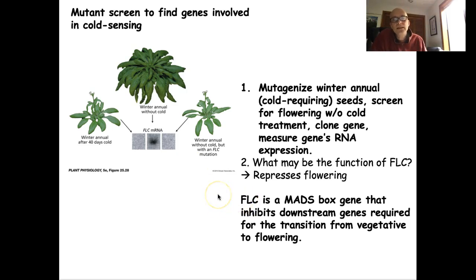And when people looked at the gene and the protein structure and compared it with other genes, they looked at certain conserved regions, and they found that FLC is a MADS-box gene. What else do we know about MADS-box genes? Well, we have talked about MADS-box genes in the context of the homeotic genes, right? The floral homeotic genes, many of which are MADS-box genes as well. So FLC is related to the genes that are patterning the flower, but it's a repressor of flowering time. So FLC is a MADS-box gene that inhibits downstream genes required for the transition from vegetative to flowering.